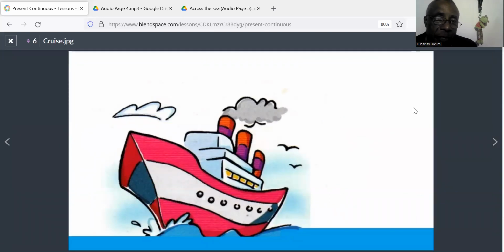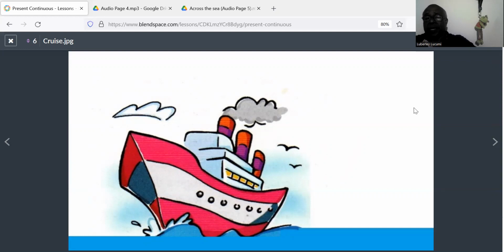Now, you can see the cruise. You know, the cruise ship is a kind of hotel, and you can enjoy a lot on a boat because they can travel to different places, different beaches, different countries. We can enjoy a vacation on a boat, on this kind of boat.